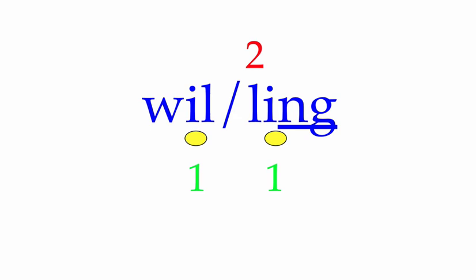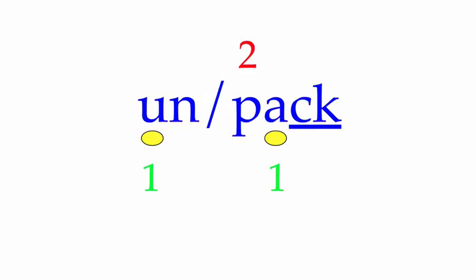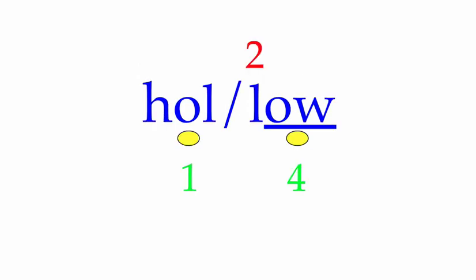Unpack. First syllable un, 2 sounds. U, N. Pack, 3 sounds. P, A, K. Unpack. Mark the word. Unpack. Hollow. This tree is hollow at its core. Hollow. First syllable hol, 3 sounds. H, A, L. Low, 2 sounds. L, O. Hollow. Mark the word.